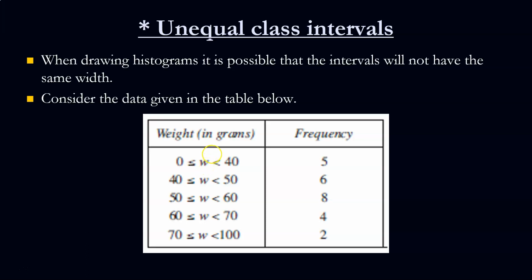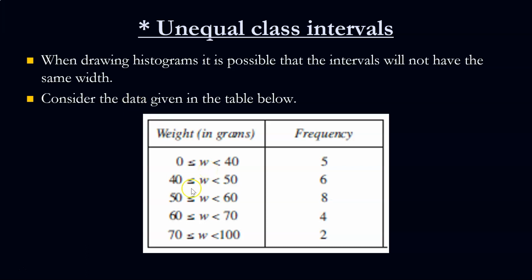Okay, so here you have 40. Here you have 10, 10, 10. And the last one you have 30. So this is a very special case where you have unequal class intervals, meaning that you will not have the same class width. Okay, di dalam dia nombor yang terkandung tidak sama.